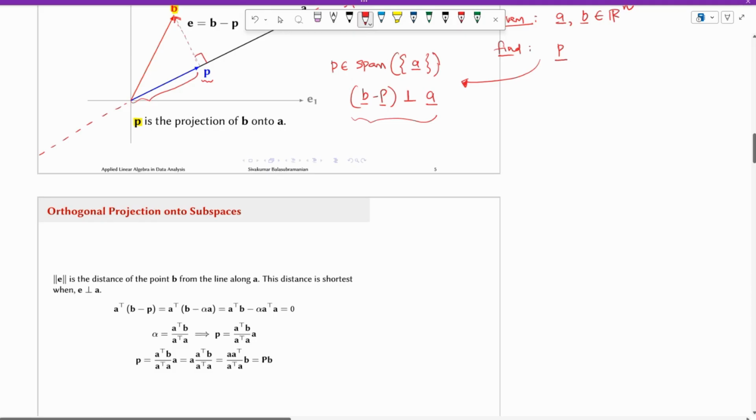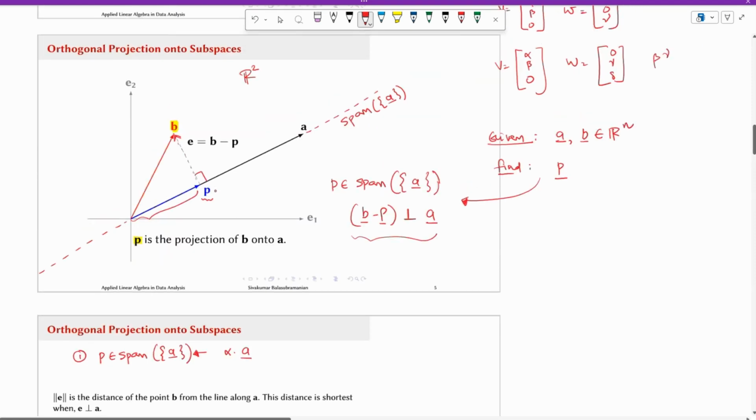So the first condition was that P belongs to the span of A. It's a one-dimensional subspace. That means all elements of this subspace will be of this form. They'll simply be scaled versions of A for some appropriately chosen alpha. Because we know here, if this is A, P has to be some alpha times A. All right, this we know. That's from the first condition.